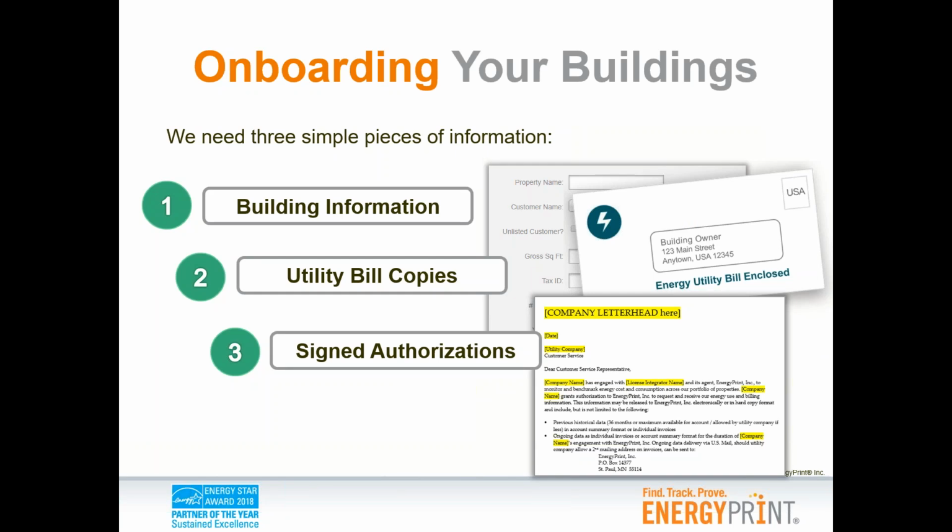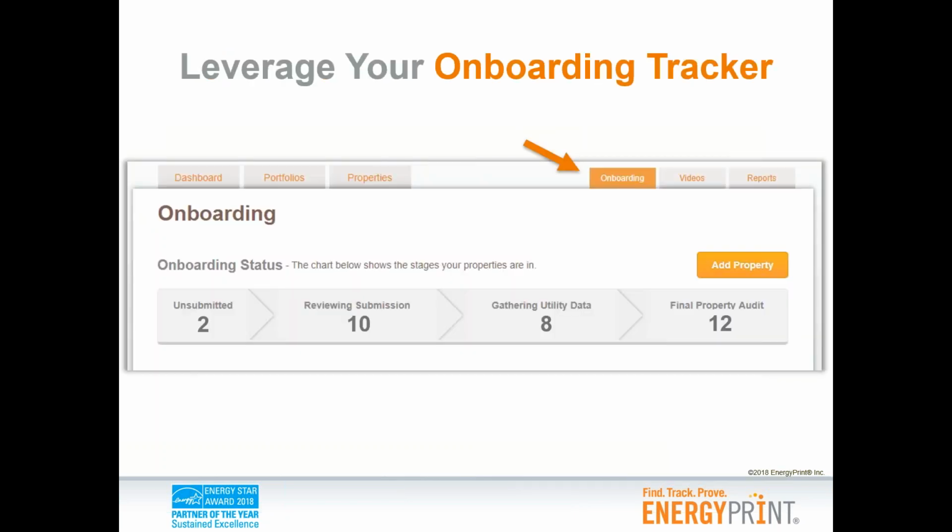To do so, we need 3 pieces of information to get started. That's building information. We'll provide you an onboarding worksheet where you can list all the information needed. We'll also need 1 recent bill copy for each utility account that you would like us to track. We'll also need signed authorization forms, which will give us permission to reach out to the utility companies and start collecting that data. We'll provide you with a template for a letter of authorization, and also we'll provide you the correct form from utility companies if they have specific requirements.